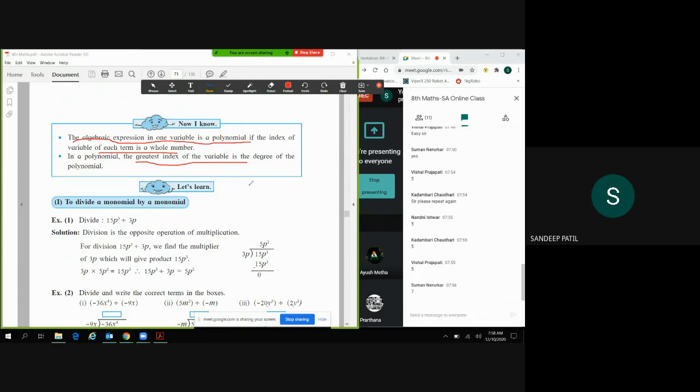So हमने देखा कि कोई भी polynomial हो तो उस polynomial में जो variable होते हैं उनका जो index होता है, so जो भी highest index है उसे हम degree of polynomial कहते हैं. Okay.